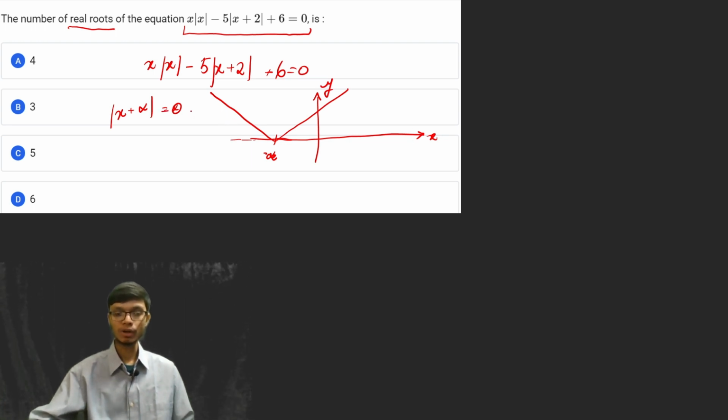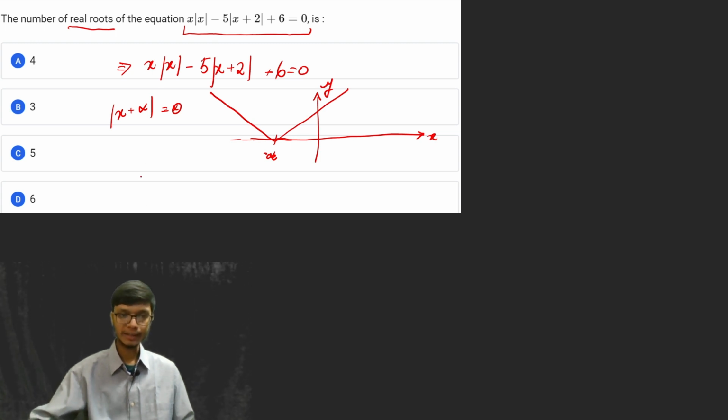Since the modulus function is always non-negative, this value is 0 at only one point. There will be various cases regarding it, but my idea is to obtain the critical points. From this equation, the critical points occur at x is equal to 0 and x is equal to -2. Those are the critical points.